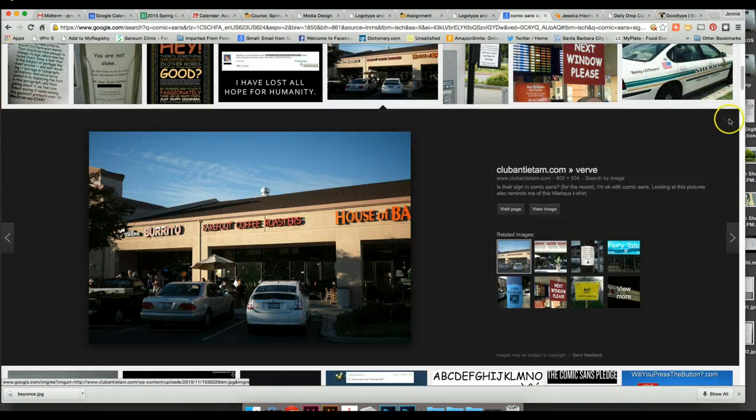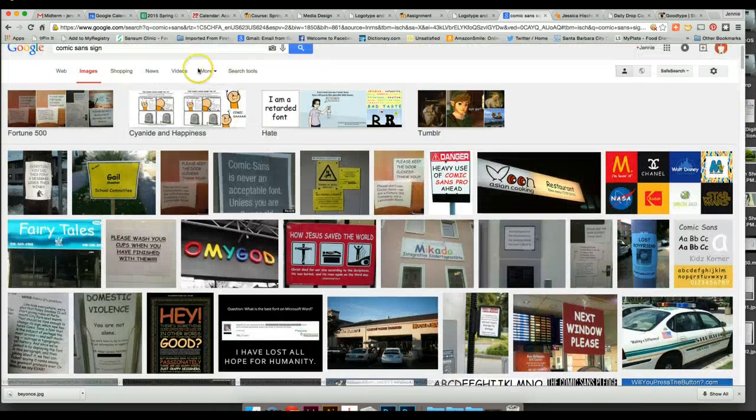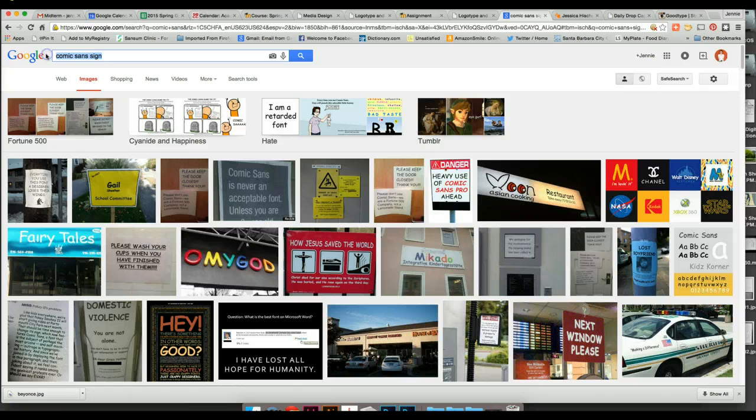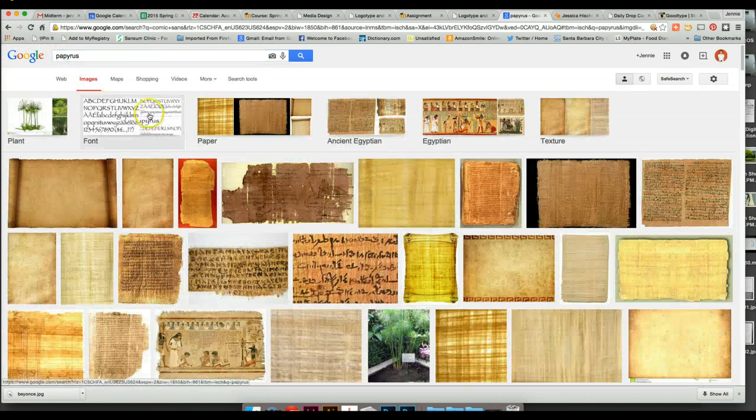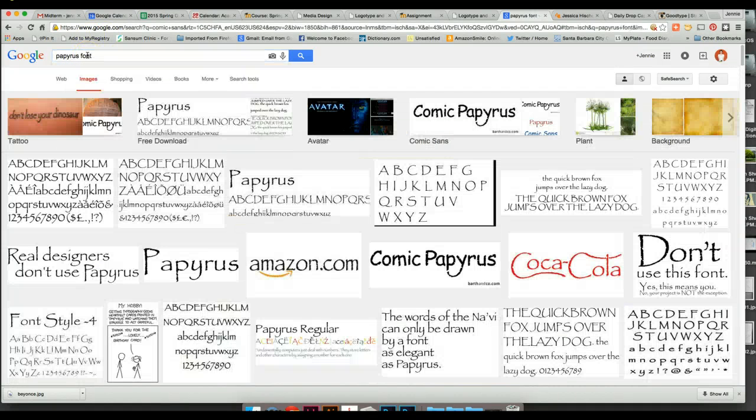Another typeface that gets a lot of flak is Papyrus. Not actual papyrus, right? We've all seen this. Avatar used it, and I had a heart attack. But you have to think though, it is a little bit fitting for Avatar, right? It kind of is fitting.